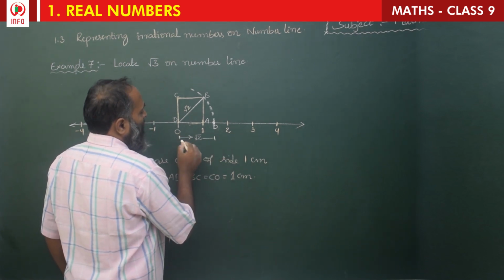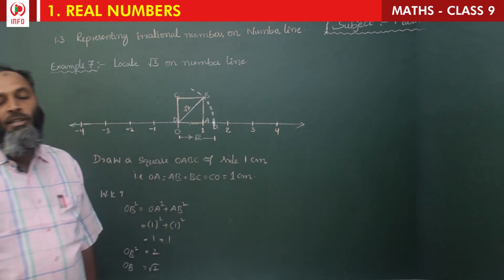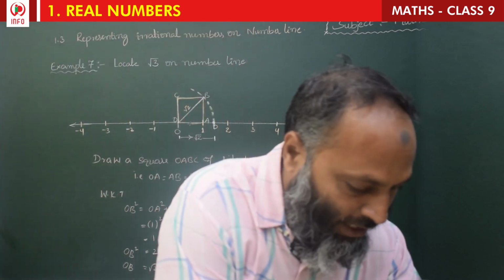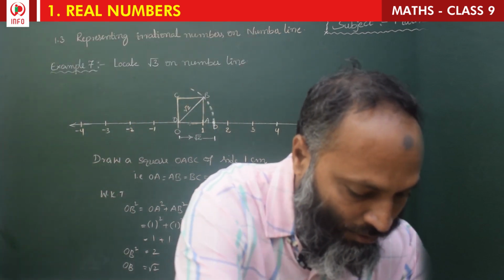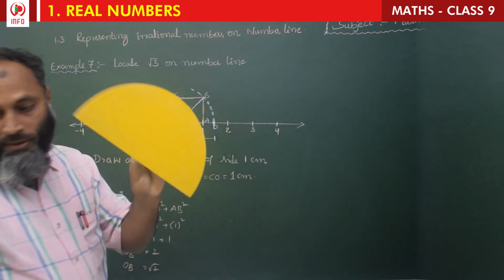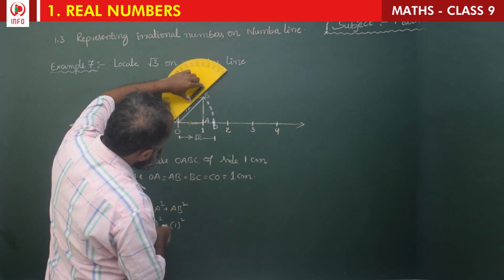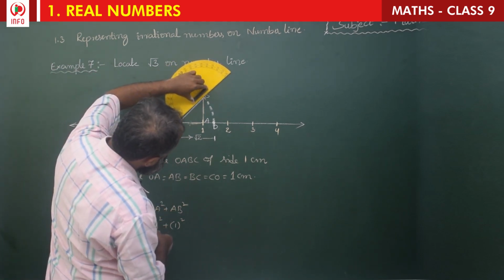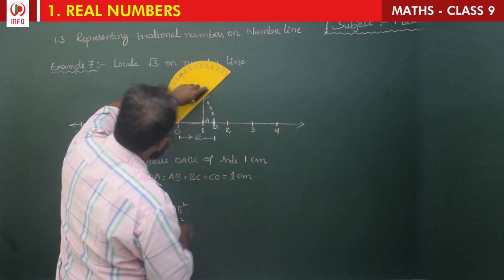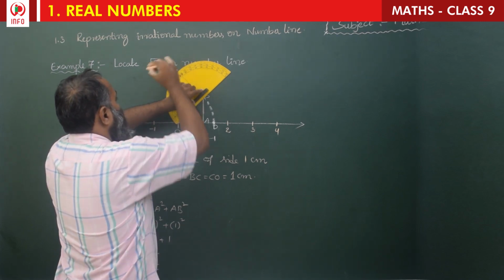Then after that, how to represent root 3? We should draw a perpendicular, 90 degrees, from a point. With the help of the protractor, take an angle of 90 degrees. With B as the center, draw an angle of 90 degrees. Here the angle is 90 degrees.